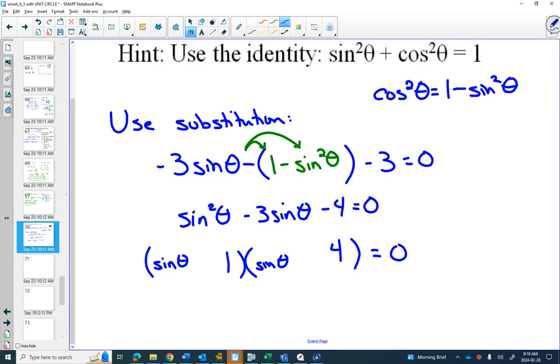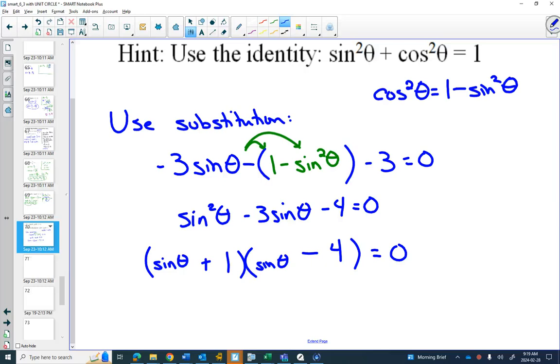Now we need to get a negative 3. How could I get a negative 3 with an outside of 4 and an inside of 1? I would need my outside to be negative 4 and my inside to be positive 1. And it's very important, in fact, it's a really good strategy for factoring: whenever you factor, check your answer to make sure that if I multiply that out, it's correct. Right now I check: sine times sine is sine squared. 1 times negative 4 is still negative 4. My outside, negative 4 sine theta, plus 1 sine theta gives me negative 3 sine theta.